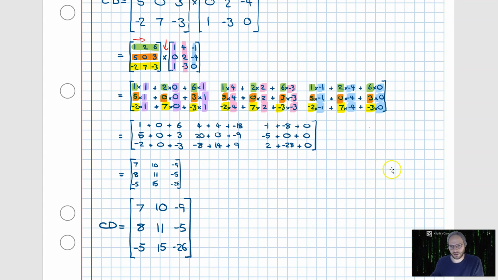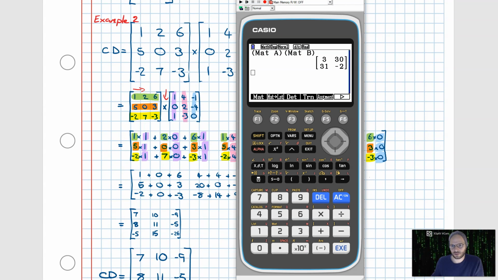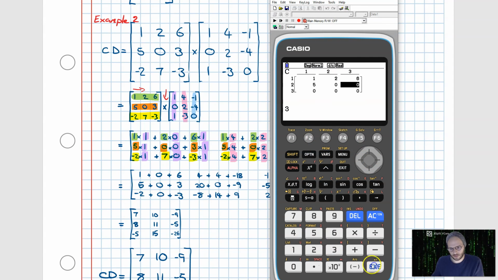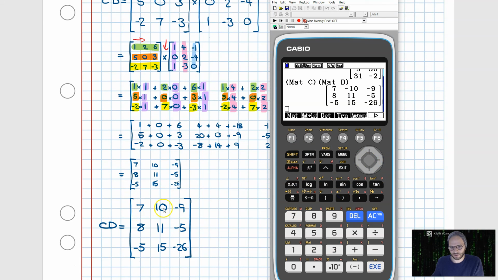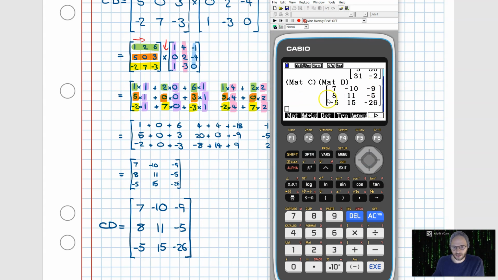Now verifying I haven't made any errors in here, we'll bring up our calculators and I'll throw in the values. Alright, moment of truth, and multiplying these guys together, we end up with 7, negative 10, negative 9. See the 4 and 4 and the negative 18. Negative 9, 8, 11, negative 5, negative 5, 15, and negative 26.